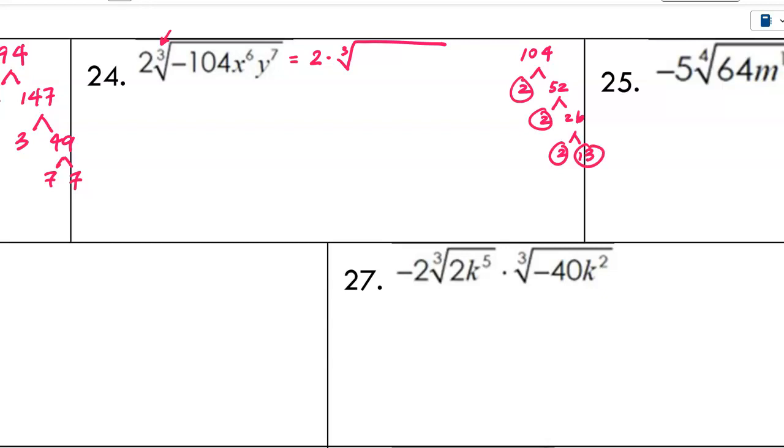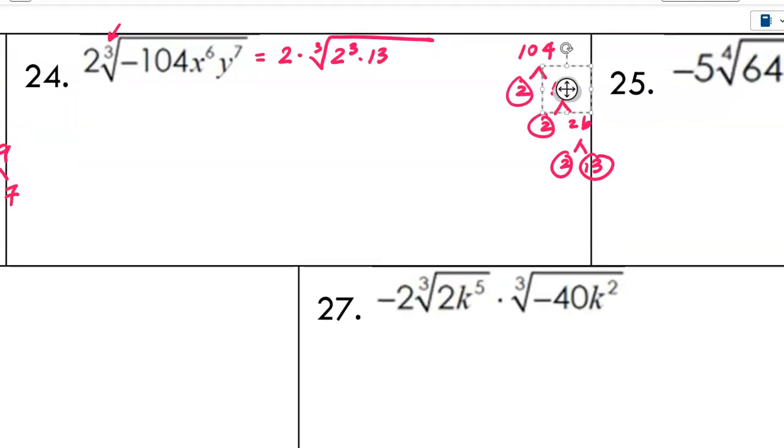Let me just make sure I always multiply my factors in my factor tree to check. 2 to the third times 13. Now let's break up the exponents: x to the 6th. 6 is divisible by 3, so you can break it up into thirds. Okay, because remember what you're going to do is just divide those. And let's break this up as y to the 6 times y to the 1.